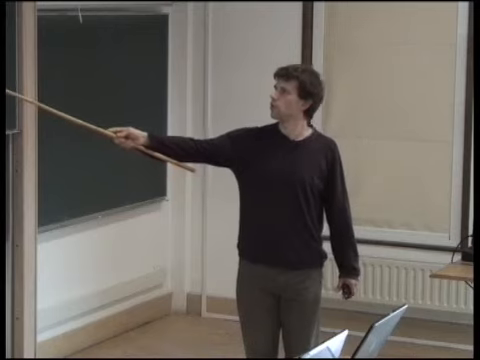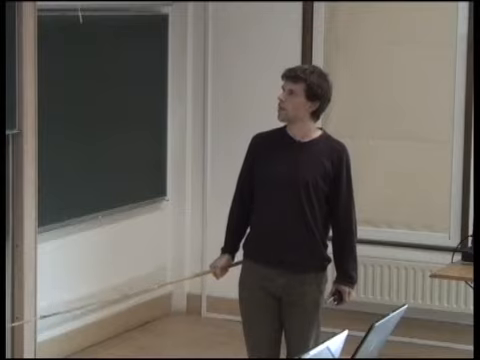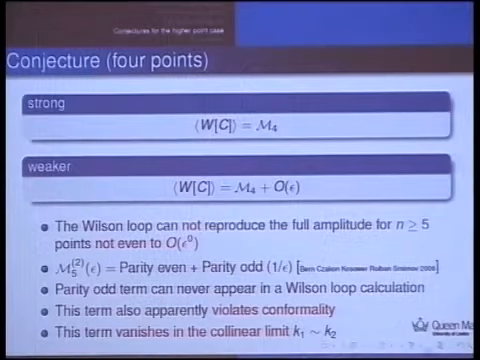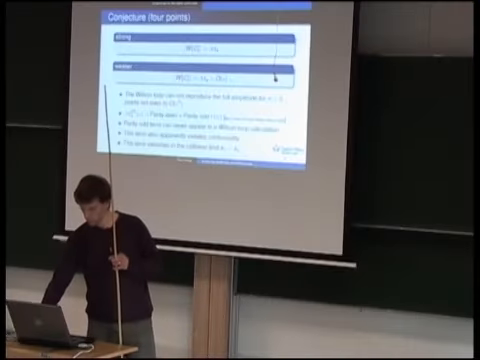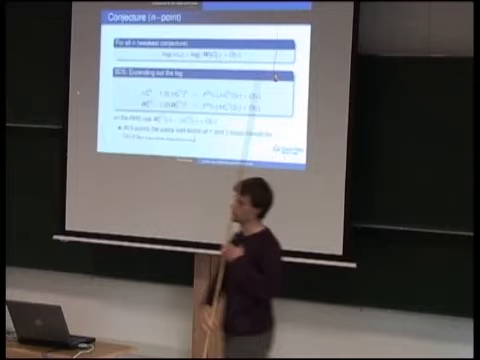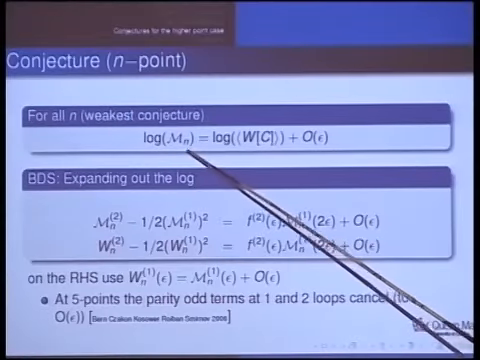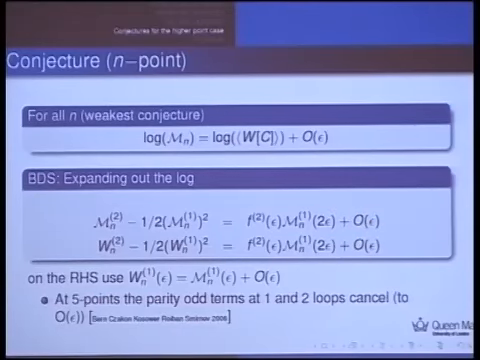Another interesting point is that this seems to violate conformality. And another interesting point is that it vanishes in the collinear limit. So what conjectures can we make at n points? Well, one could make a weaker conjecture that the log of the amplitude is equal to the log of the Wilson loop plus order epsilon terms. So this is a slightly weaker conjecture for the following reason.